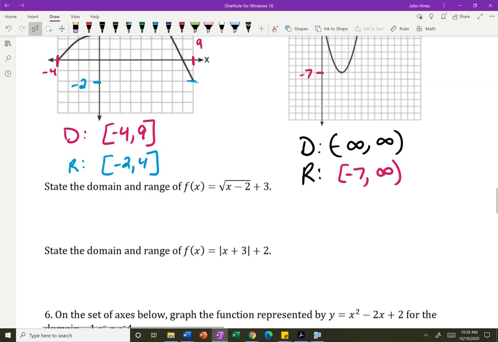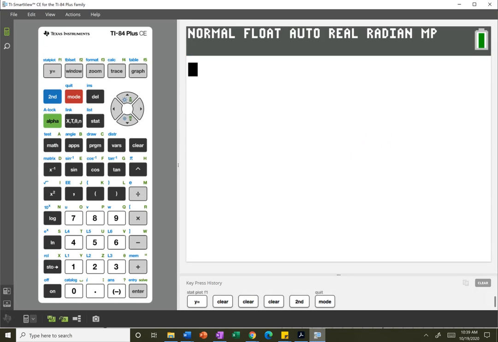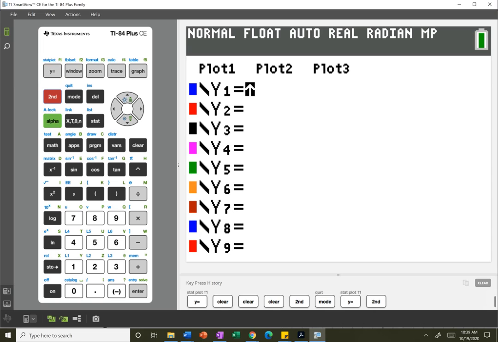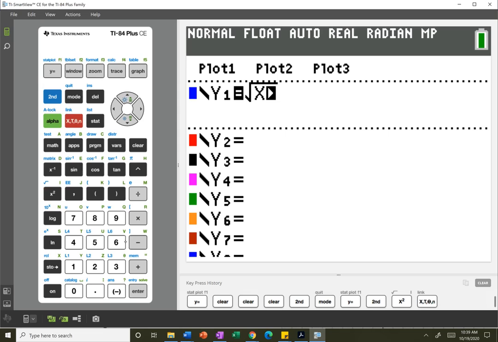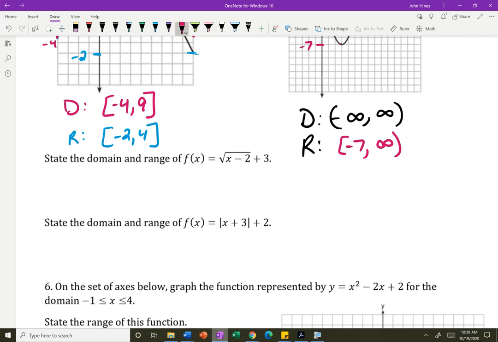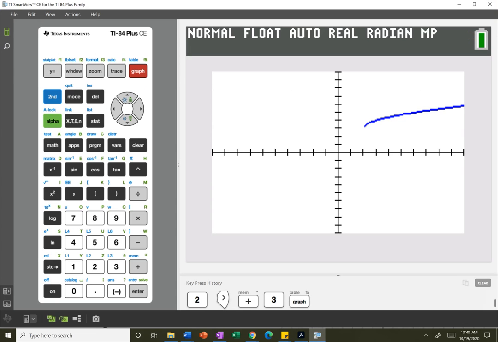Hopefully you did well on those two. State the domain and range of the square root of x minus 2 plus 3. Well, let's look at a graph of this function. So I'm going to go to my calculator. I'm going to go to y equals, and I'm going to look at the second square root of x minus 2. I need to get out of the square root, plus 3. I think that was it. Yes. So let's look at a graph of that function there. There we go.